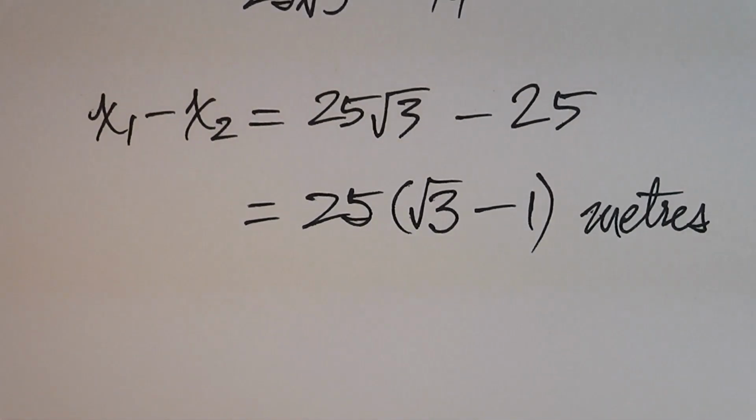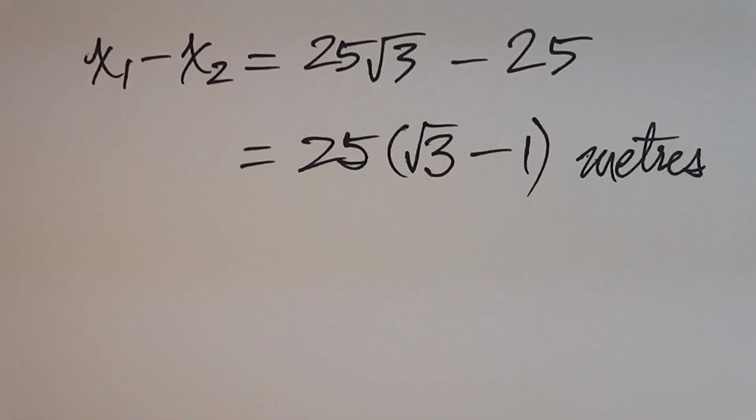Part B says find out what this expression is as a numeric value. Correct to 1 decimal place, so the nearest tenth of a meter. So if I do radical 3 minus 1, I get 0.732. I multiply that by 25, I get 18.3.